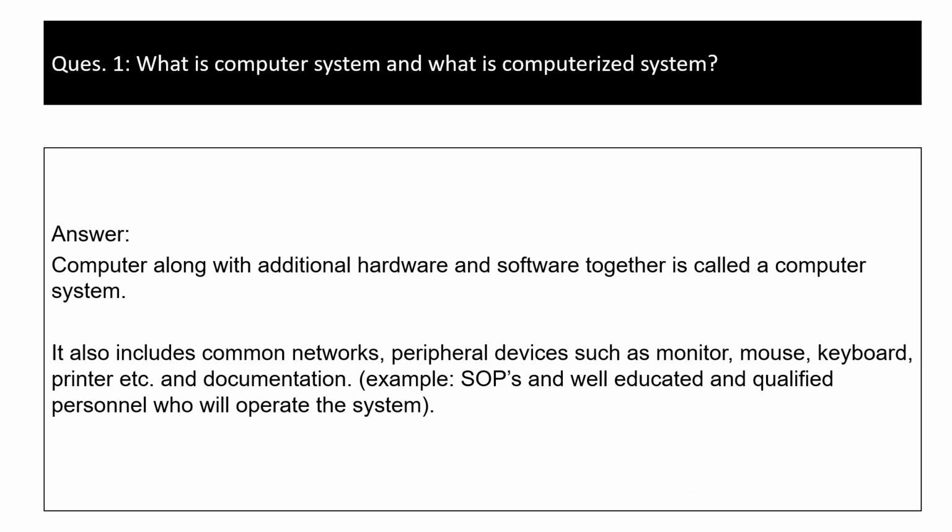Question number 1, what is a computer system and what is a computerized system? The answer: a computer along with the additional hardware and software together is called a computer system. It also includes common network and peripheral devices such as monitor, mouse, keyboard, printer, etc., and documentation, for example SOPs, and well-educated and qualified personnel who will operate the system. So all these together are called a computerized system.